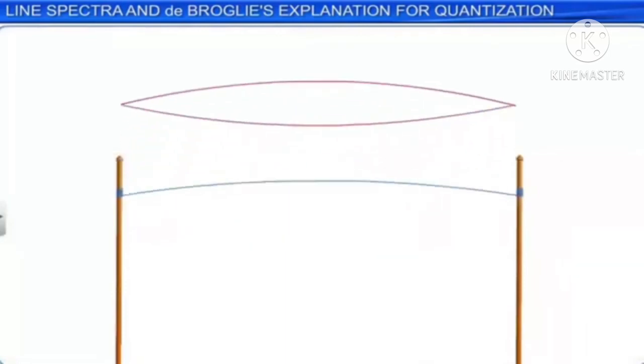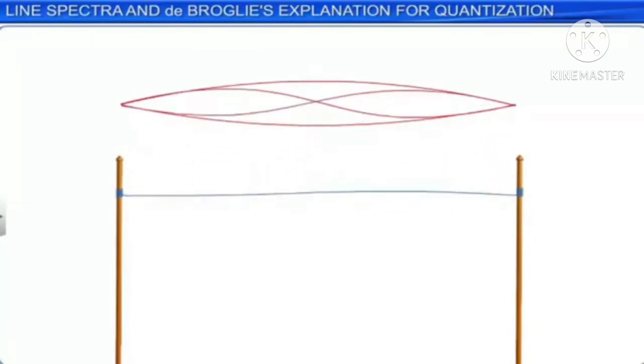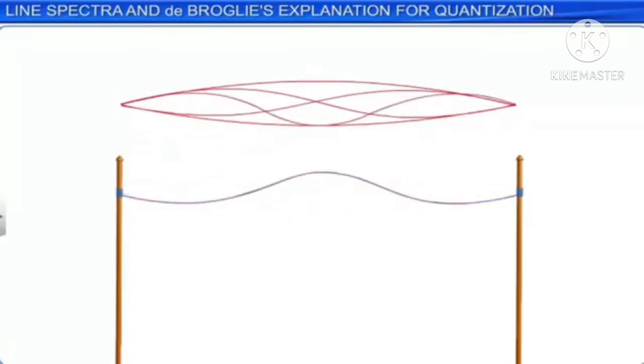When a string is plucked, a large number of wavelengths are produced, but only those wavelengths survive which have nodes at the ends and form standing waves along the string. Thus, standing waves are formed only when the total distance travelled by the wave in a to and fro direction is equal to one wavelength, two wavelengths, or any integral number of wavelengths.